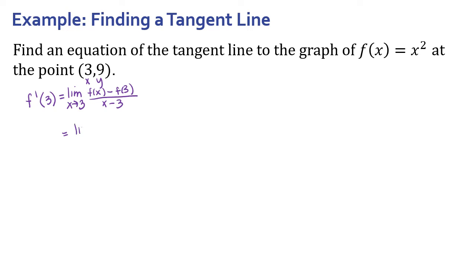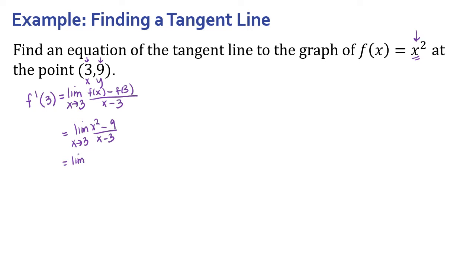Now this becomes the limit as x approaches 3 of f of x, which is x squared, minus f of 3. When your x value is 3, your y value is 9. You could also substitute in 3 for x and get 3 squared, which is 9, all over x minus 3. Now we can use those limit laws that we've learned to evaluate this limit. Right now, if I substituted in 3 for x, I'm going to get 0 over 0, which is an indeterminate form. So I can't quite substitute that in yet.